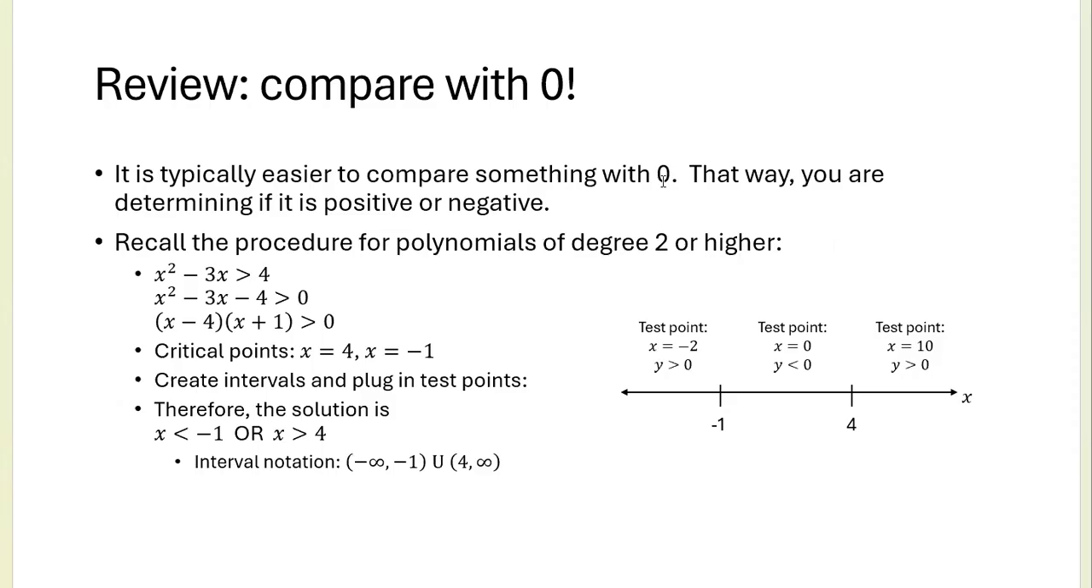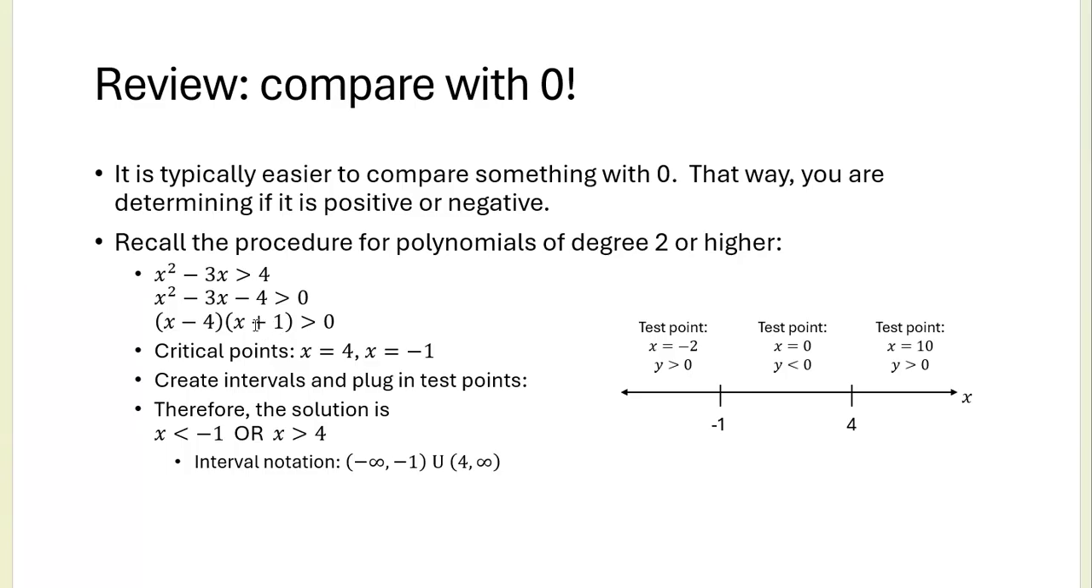Why do we want to compare with zero? Because we're basically just determining if it's positive or negative. So if we want to solve this inequality, x squared minus 3x is greater than 4, we want to set it to greater than or less than zero. It's like setting it equal to 0, but instead here's the inequality sign. So let's move this 4 to the left-hand side. We subtract 4 on both sides, and then the left-hand side we can factor as x minus 4, x plus 1.